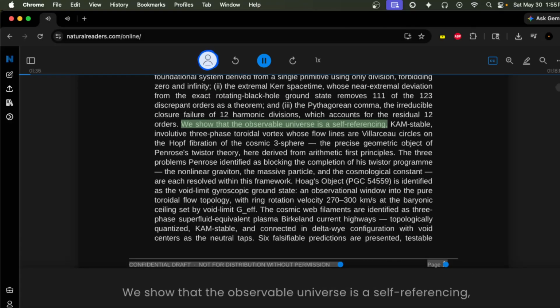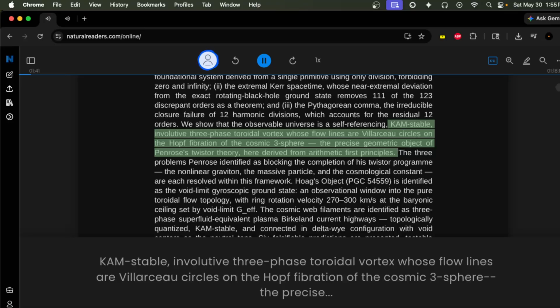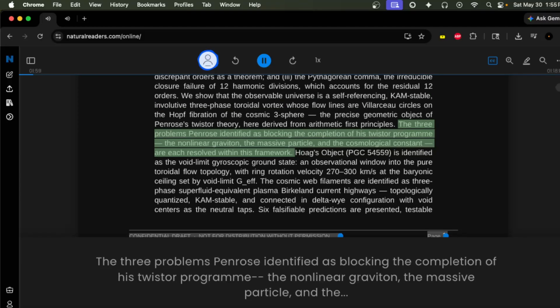We show that the observable universe is a self-referencing KAM-stable, involutive 3-phase toroidal vortex whose flowlines are Villarceau circles on the Hopf fibration of the cosmic 3-sphere, the precise geometric object of Penrose's twistor theory, here derived from arithmetic first principles. The 3 problems Penrose identified as blocking the completion of his twistor program, the nonlinear graviton, the massive particle, and the cosmological constant, are each resolved within this framework.